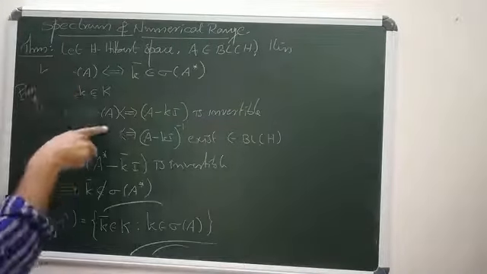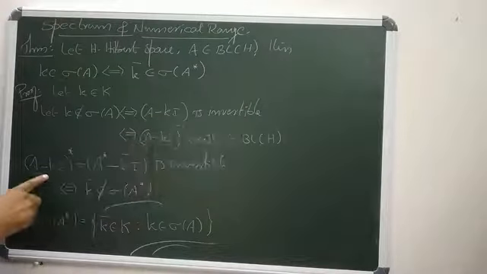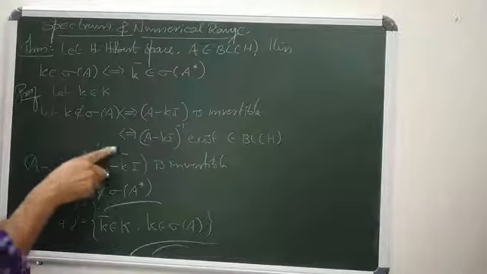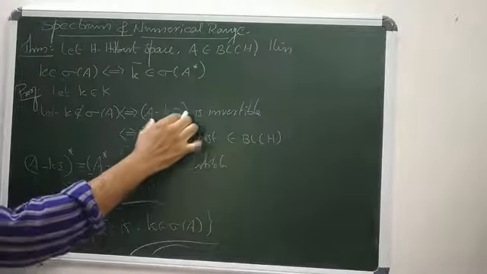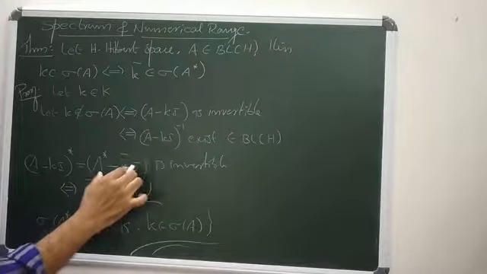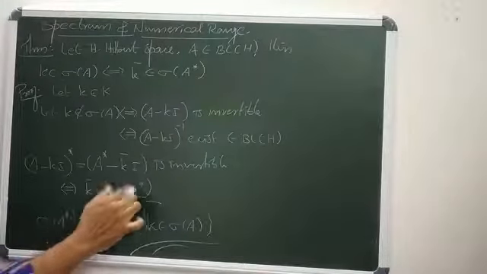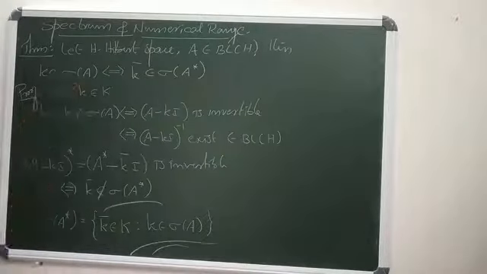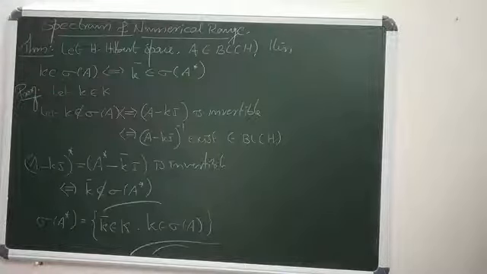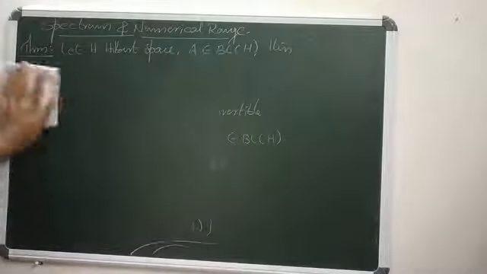When K is outside of sigma A, (A minus K I) inverse exists and is in B(H). But (A minus K I) star is A star minus K bar I. Since A minus K I is invertible, surely A star minus K bar I is also invertible. So that means K bar is outside of sigma A star. So we can conclude that K is in sigma A if and only if K bar is in sigma A star. So this is our first theorem.